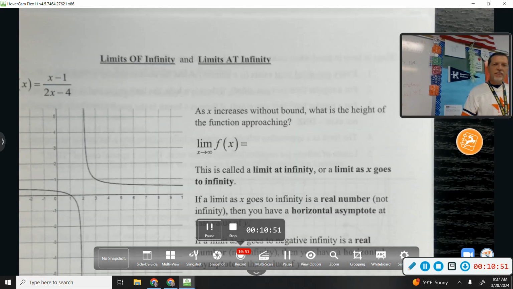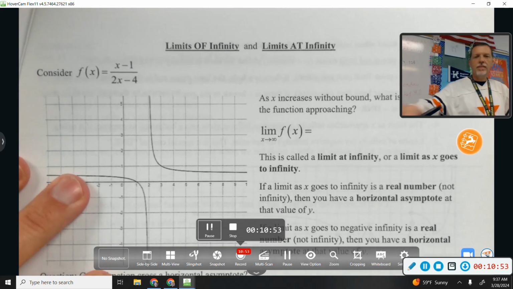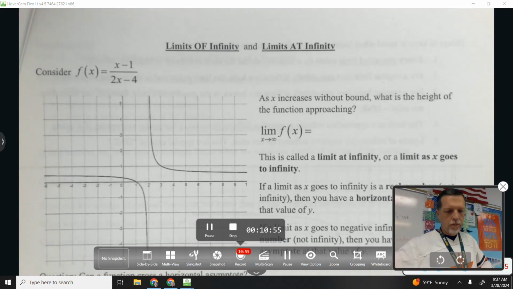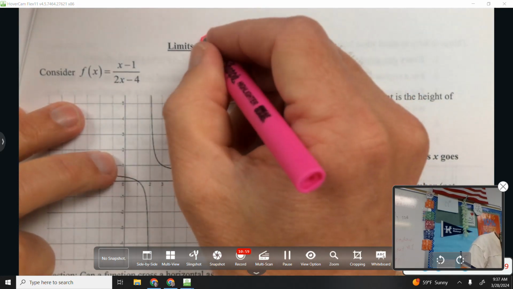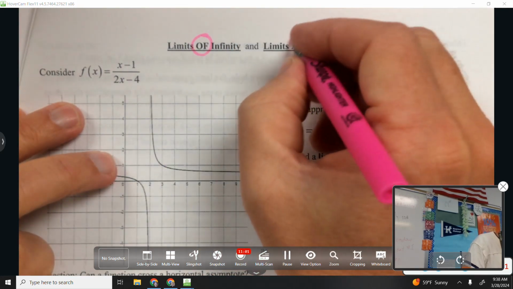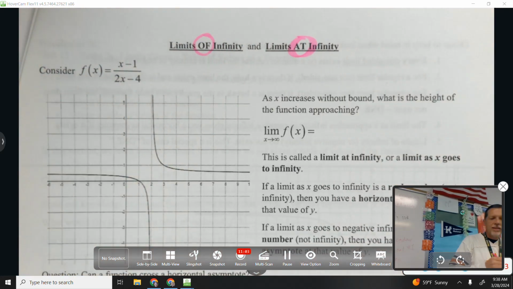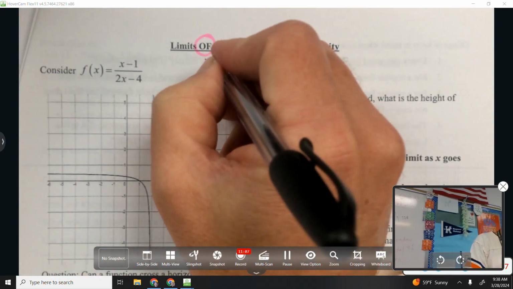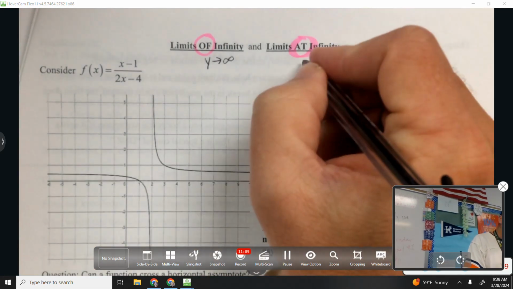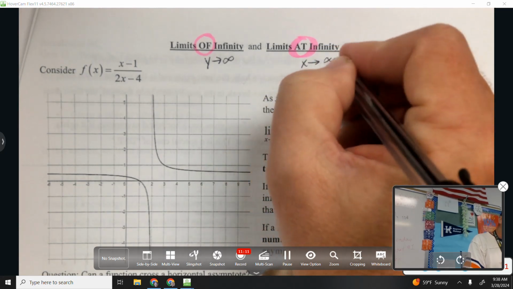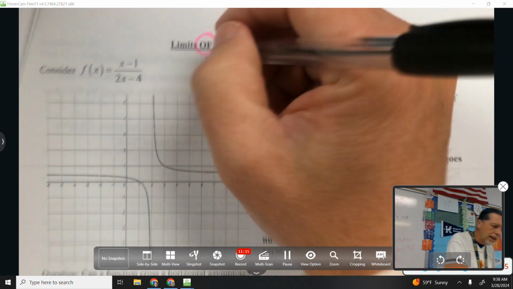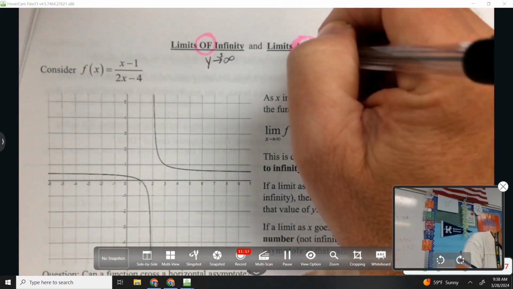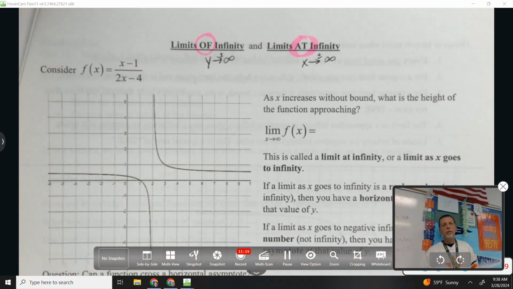Limits of infinity, limits at infinity. So let's be careful here. We always lump those together when we teach them, but they're not the same thing. Limits of versus limits at. Of infinity basically means when y is headed to infinity. Limits at infinity is when x is headed to infinity. And I guess I should say plus or minus, so we could be going either direction.